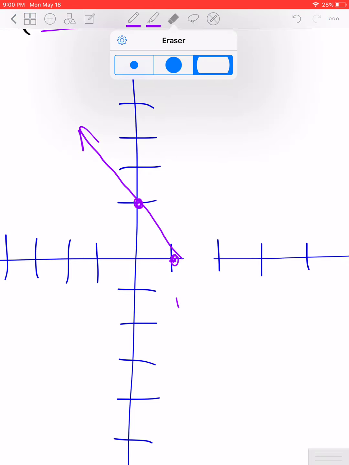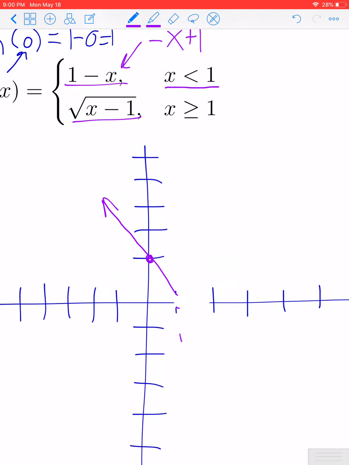Furthermore, we notice that technically we're not allowed to plug x equals 1 into this part because it's for x's that are strictly less than 1. But if you wanted to get a sense of where it stops, you can plug it in just to see where this thing would finish. And it's going to be equal to 0. So here at x equals 1, we have an open circle, and that's where the first piece stops.